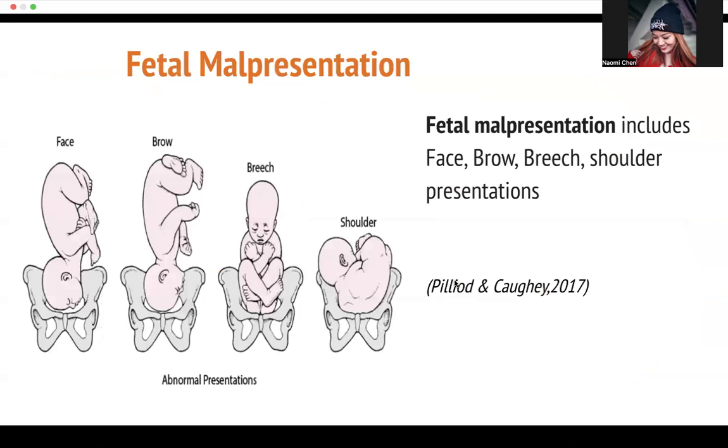Fetal malpresentation. Fetal malpresentation happens a lot in multiple pregnancy. Fetal malpresentation includes face, breech, brow, and shoulder presentations. So this is only one baby. In twin pregnancy, they are more complicated.